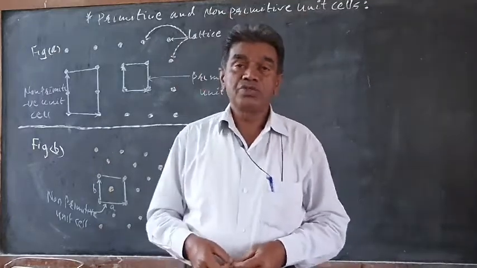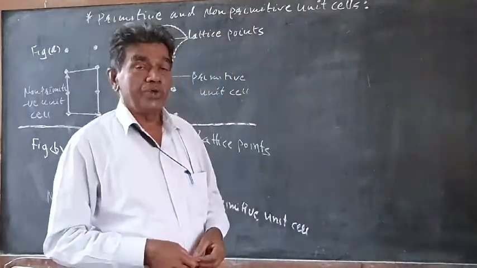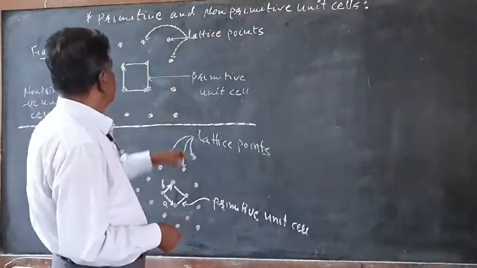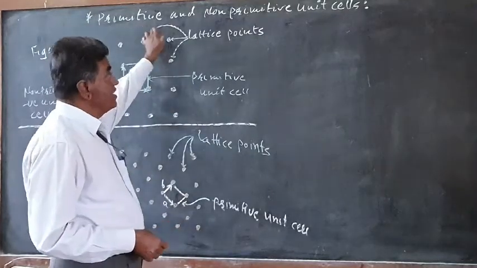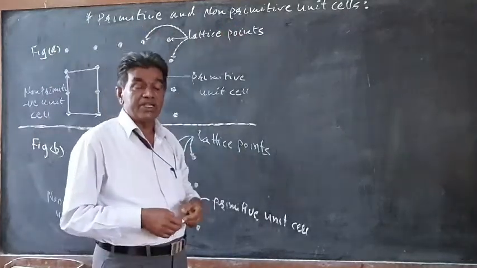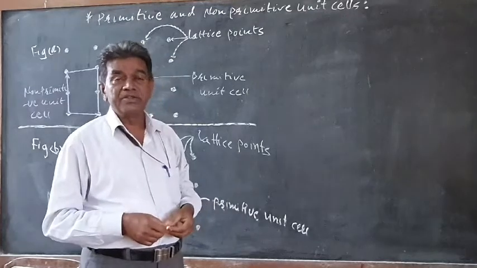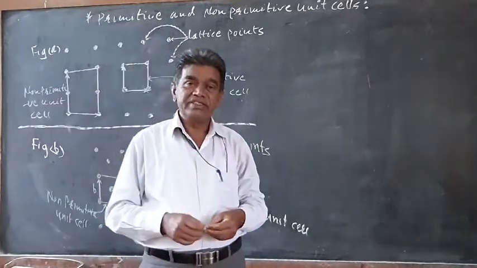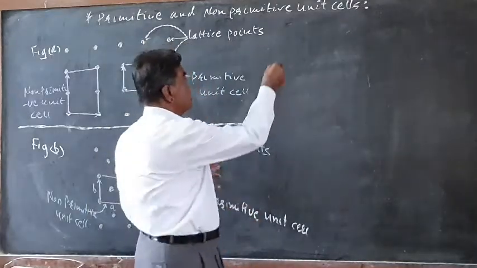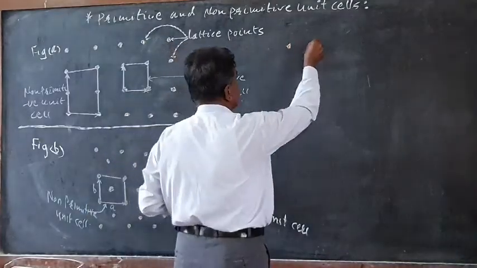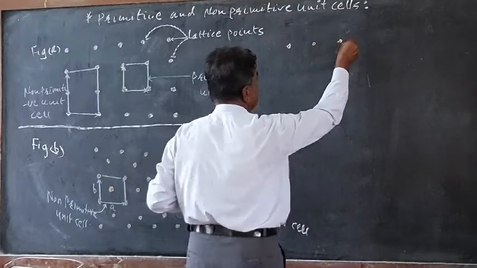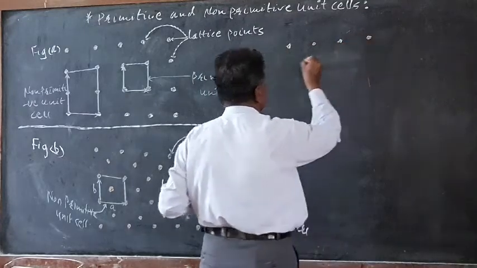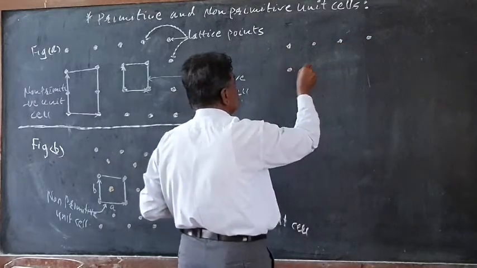Hello, dear students. Today we will see what is meant by primitive unit cell and the non-primitive unit cell. Last time we have seen what is meant by the space lattice. The space lattice is an infinite periodic arrangement of points in three-dimensional space.